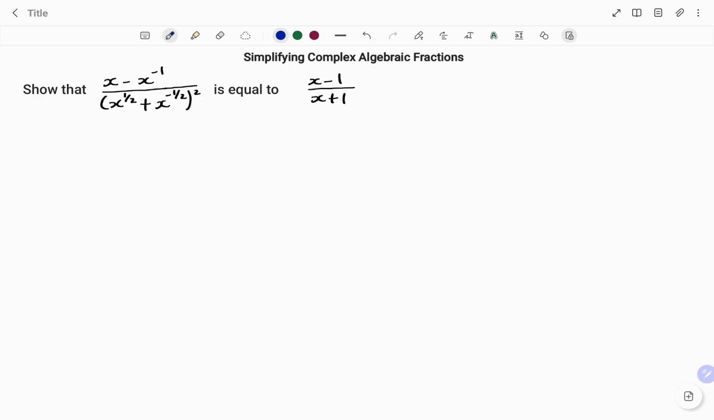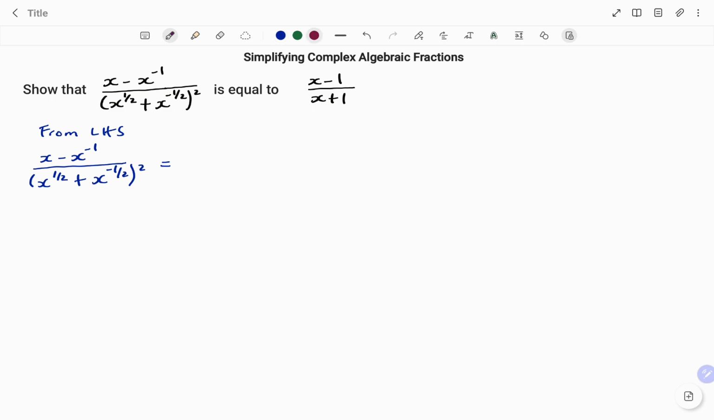So from the left-hand side, what do I have? I have (x - x^(-1)) divided by (x^(1/2) + x^(-1/2)) all squared. I'm going to start by simplifying the numerator, which is x minus x to the power of minus 1, changing that to a positive exponent.